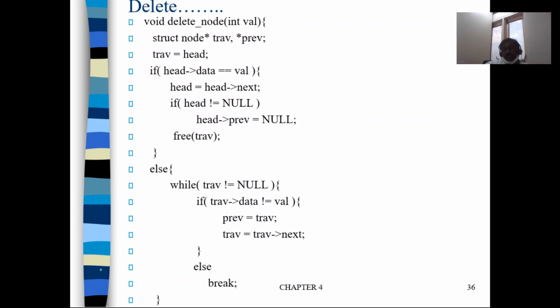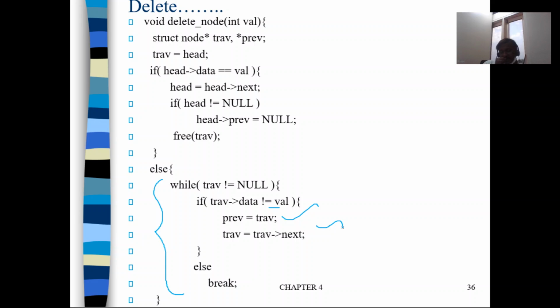Else, if the node is not the first node, if it is something else, then first we have to locate the node. For that we are writing this else block. This logic is very similar to that of insertion. While traverse not equal to null, traverse is currently the first node. As long as it is not null, we check if traverse arrow data is not equal to val. If traverse arrow data is not equal to val, then previous equal to traverse and traverse equal to traverse arrow next.